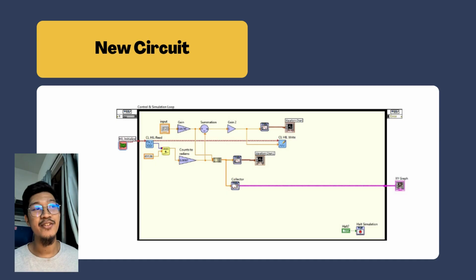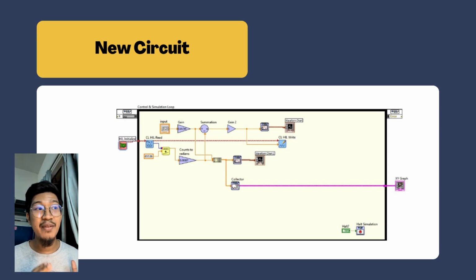I'm going to present to you the newly updated circuit design. The major improvement in this version is the ability to manually input the angle directly from the interface. This gives us more control and flexibility during testing.